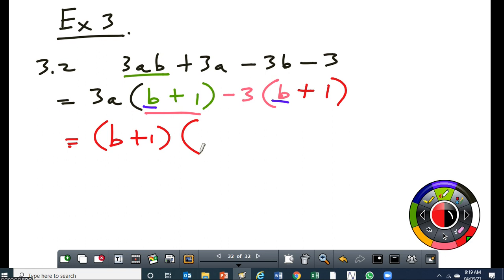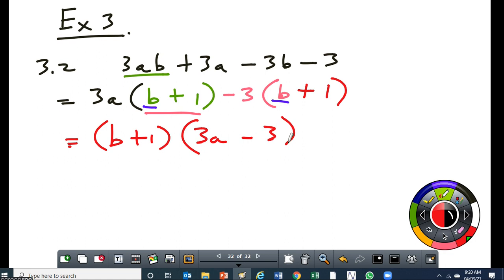Once I take out this common factor, to get the first term of the second binomial, you divide the first term here by the common factor. So 3a times b plus 1 divided by b plus 1 will give you a 3a. Then you divide the second term by the common factor b plus 1, you get negative 3.